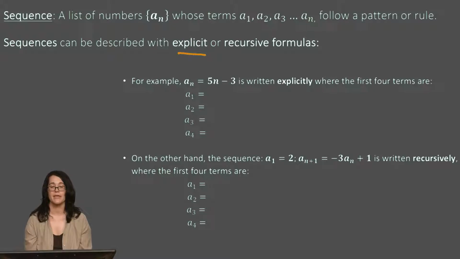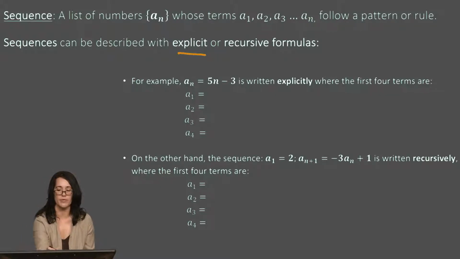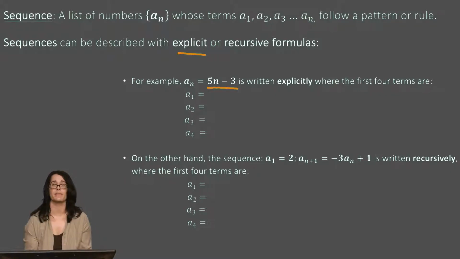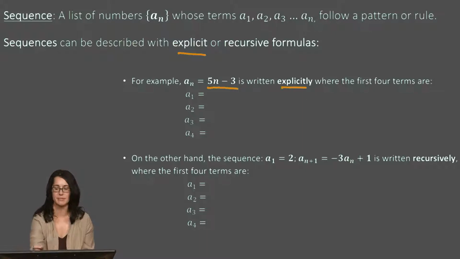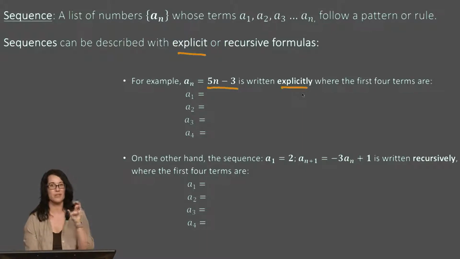For example, if we have A sub n equals 5n minus 3, that kind of reminds us of the equation written like a function, f of x equals 5x minus 3, right? It's kind of like a linear equation here in this case. But what we want to do to write the terms out for this explicitly defined sequence is just replace n with the different term numbers that we're interested in.